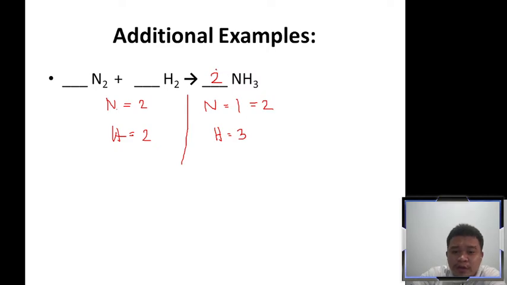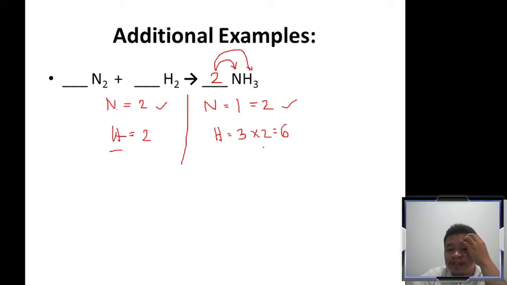Now, by doing so, as what I've said, we are distributing the coefficients to the compound. So, by adding 2 here, we do not only distribute 2 to the nitrogen, but we also distribute it to hydrogen. Since hydrogen has already a subscript 3 here, it's just like multiplying it by 2. It now becomes 6. Okay. Now, nitrogen has no problem. It's already balanced. So what can we do in order to balance hydrogen in this case?